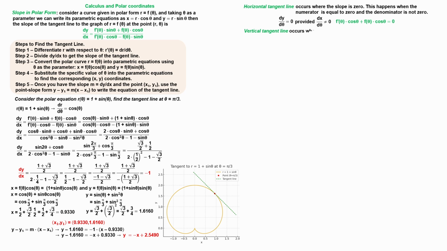A vertical tangent occurs when the slope is undefined. This happens when the denominator is equal to 0 and the numerator is not 0. So you must solve the equation.